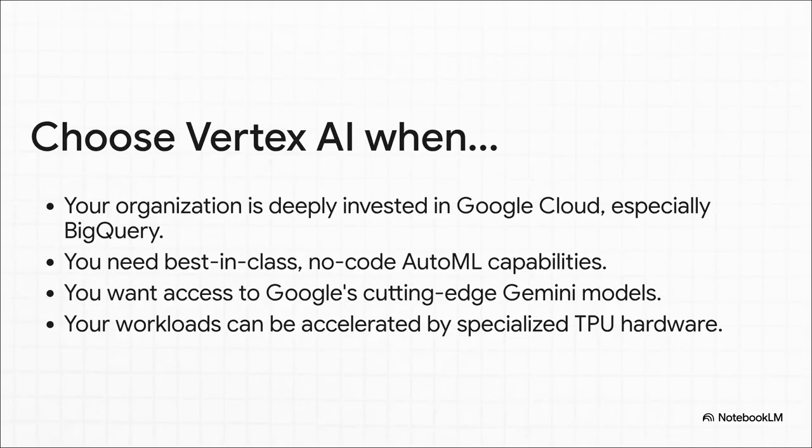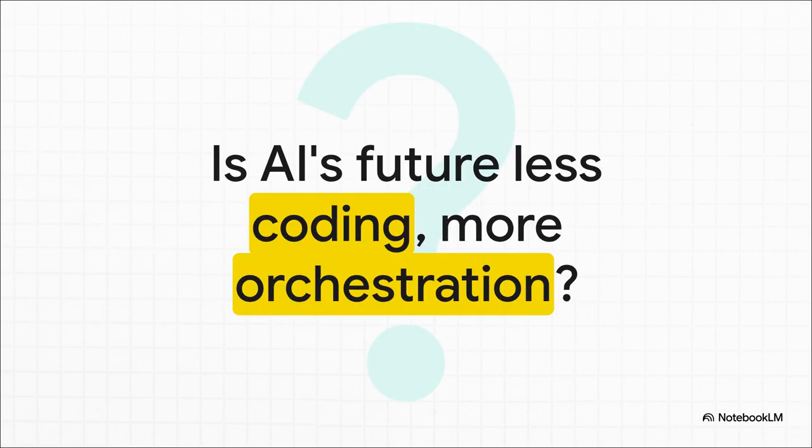So let's boil it all down. When is Vertex AI the absolute clear winner? Well, it's pretty much a no-brainer if your company is already all in on the Google Cloud ecosystem, especially if you're using BigQuery. It's also the top choice if you want to empower your teams with the best AutoML on the market, or if you need to get your hands on Google's latest Gemini models and their specialized TPU hardware for acceleration.